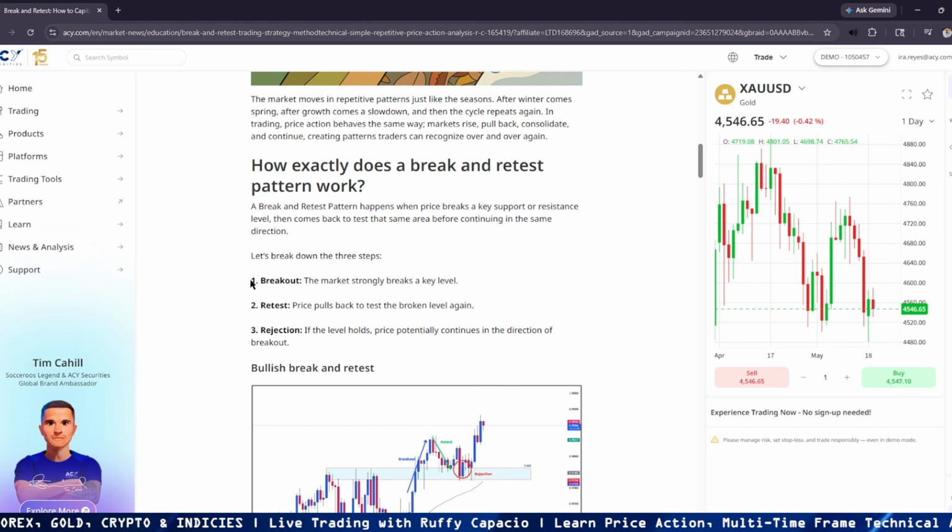Whether it breaks out of resistance or support, that level could act as a support or resistance. That is why I call it a level, because once price is above, it could potentially act as a support. Once it is below, it could act as a resistance. Now the first step is the breakout. The market should strongly break a level so that it can be called a breakout.